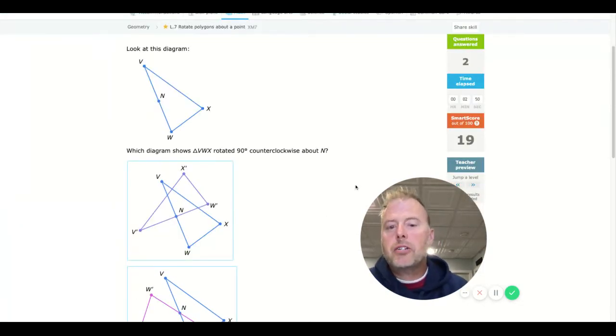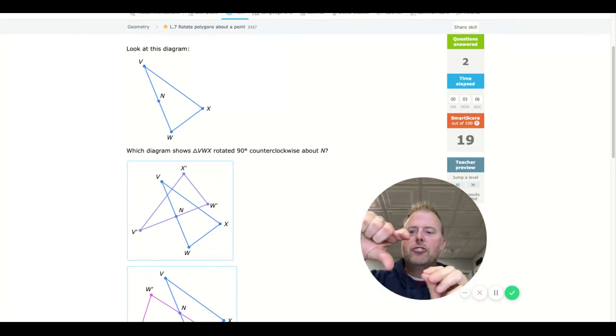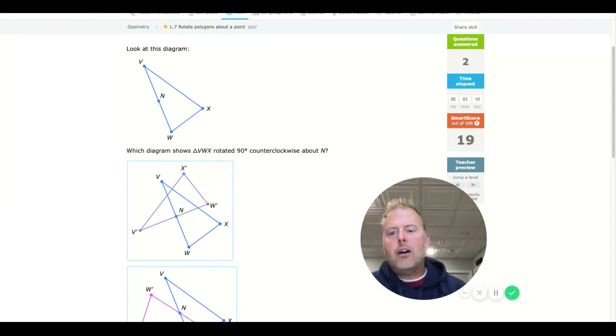Now this one talks about going counterclockwise. Now they're choosing a point that's in the middle, okay, of VW, for example. This is the N. So we're going to go 90 degrees counterclockwise. So again, picture putting a pencil on that N, and we're just taking that entire triangle and just spinning it.